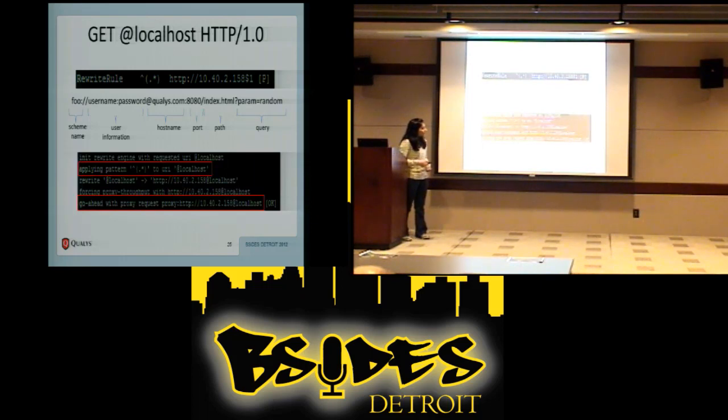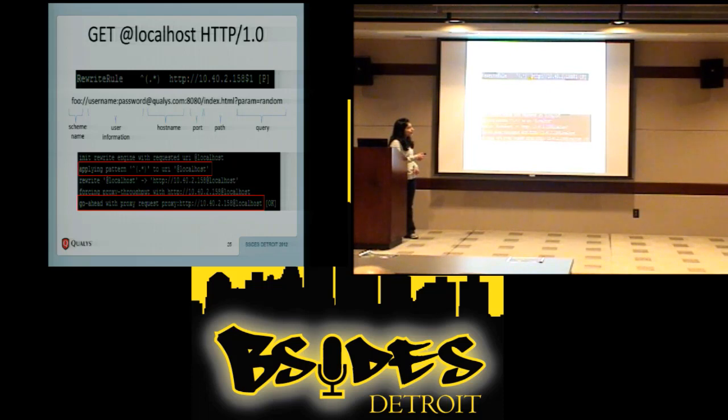Let's see what happens when we try and look at the log file. So it first tries to initiate the rewrite engine, and then this is our requested URI. Right? So it tries to apply the regular expression to the URI. It mentions that it's trying to apply the pattern star to our URI @localhost. The next thing that happens is that it will try to create the rewritten rule.